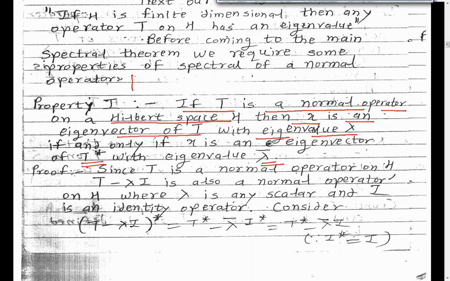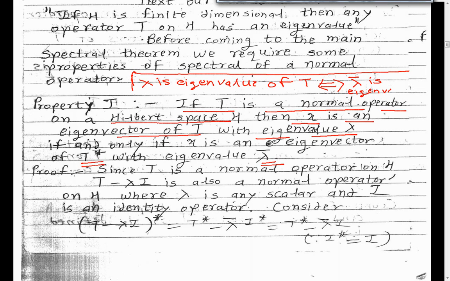So we have a theorem which states that lambda is an eigenvalue of T if and only if lambda conjugate is an eigenvalue of the conjugate operator T star. So lambda is an eigenvalue of T if and only if lambda conjugate is an eigenvalue of operator T star.